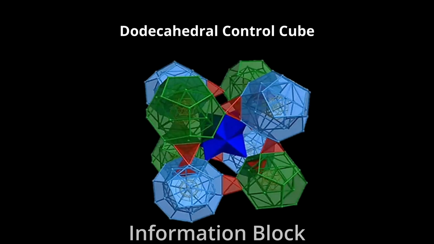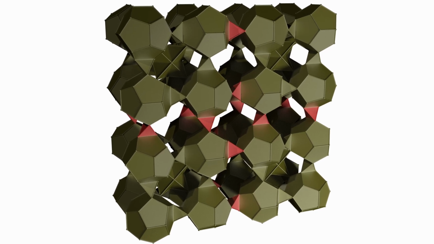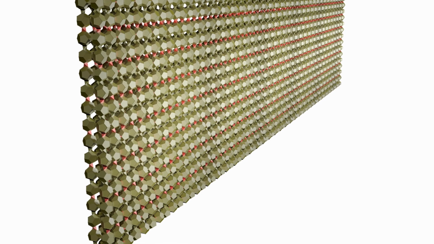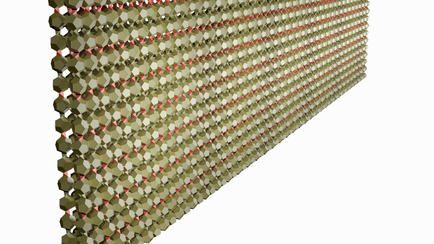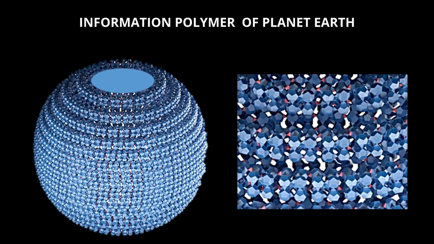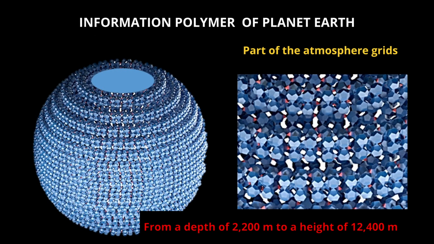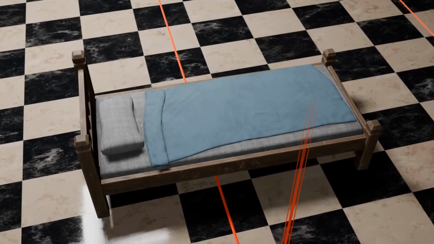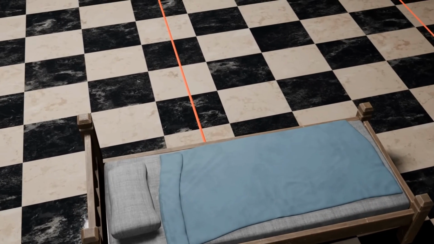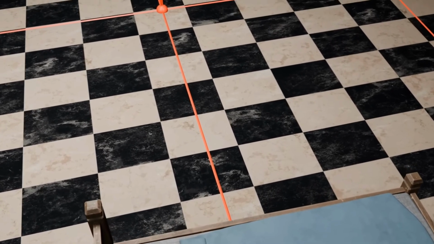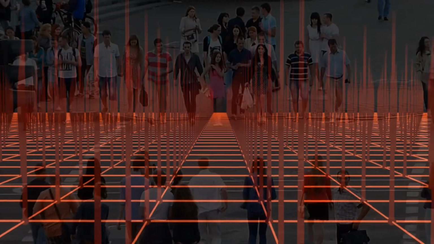Information blocks form infinite chains in such a way that various foundations and structures are united into a single system. This system is the brain of the atmosphere, located in the range from a depth of 2,400 meters to a height of 12,400 meters. The atmospheric grids can be safely called the reinforcement framework of cold plasma. They fill all the space of the planet above and below the ground level.